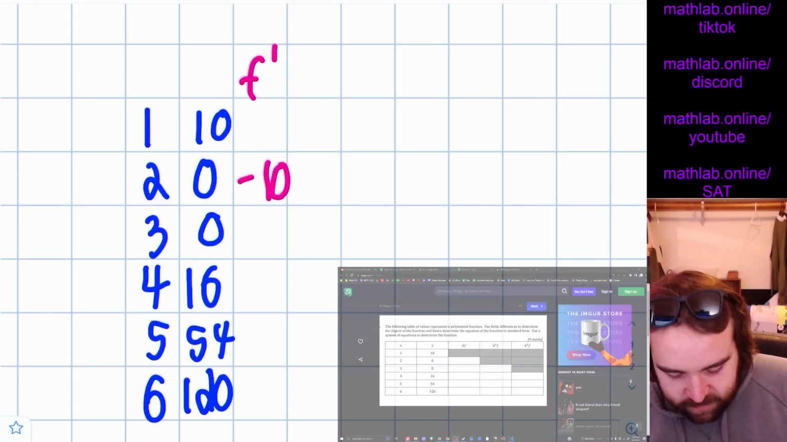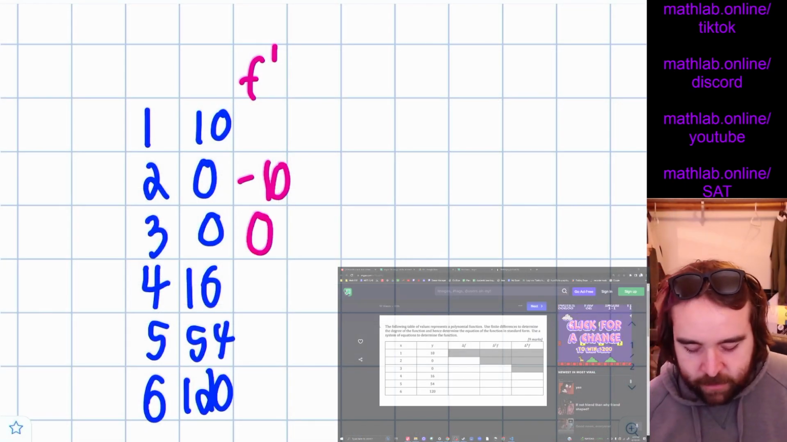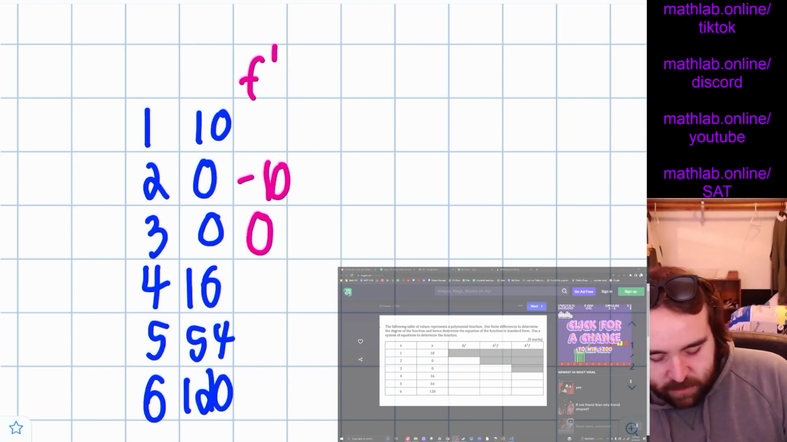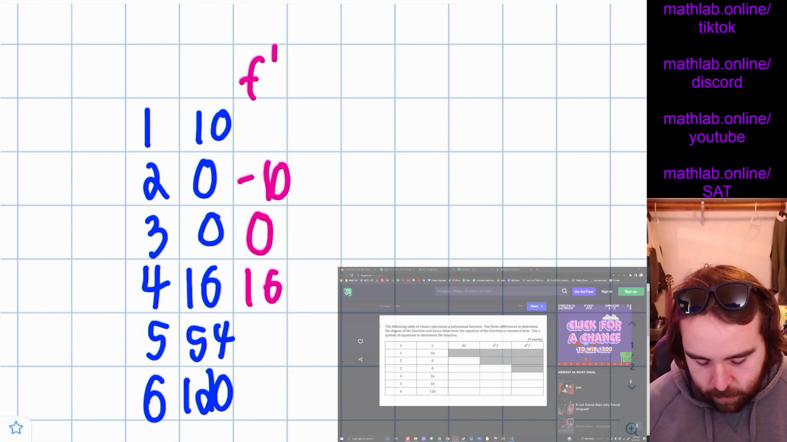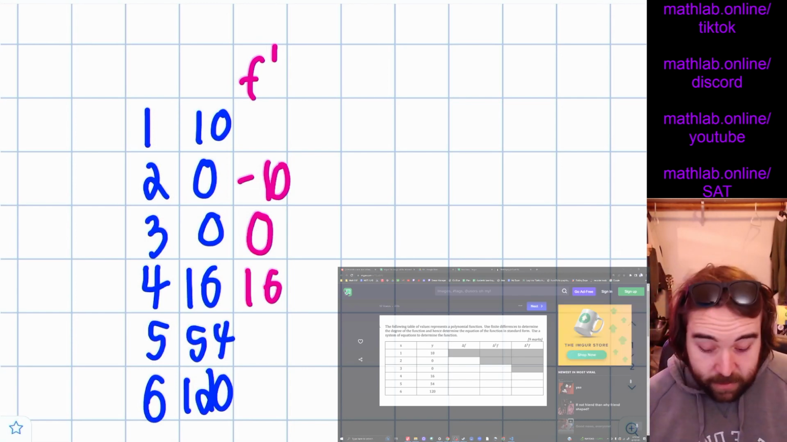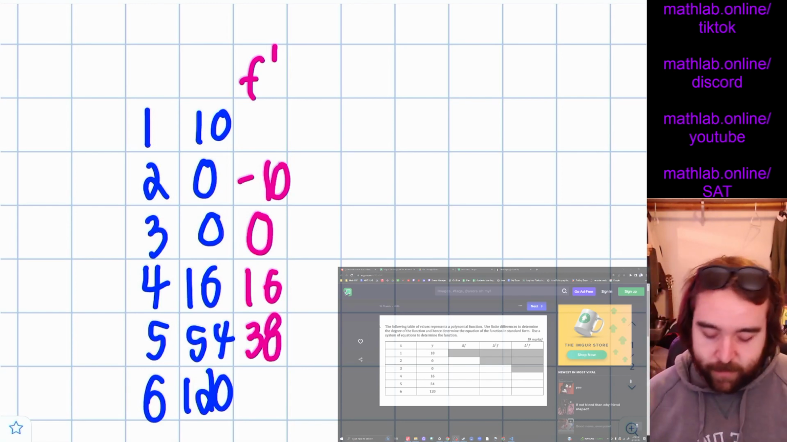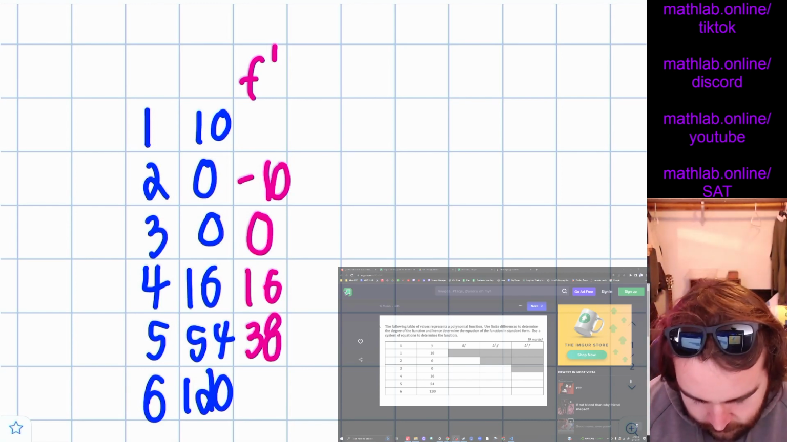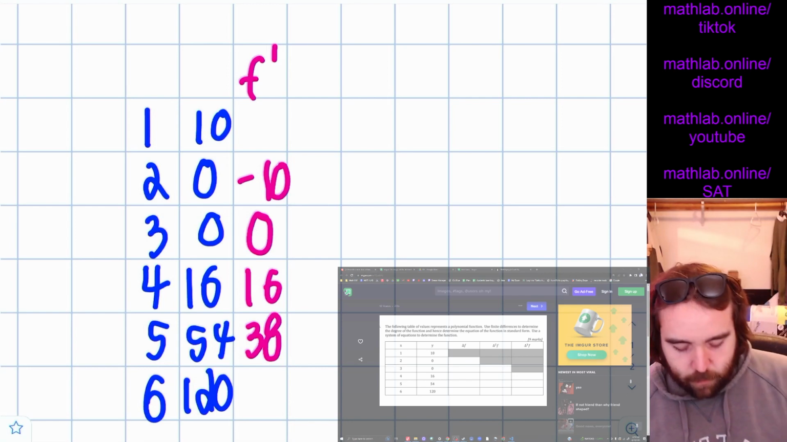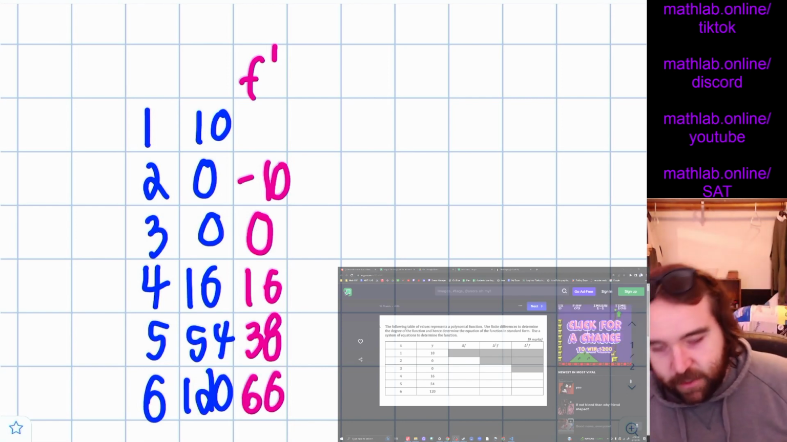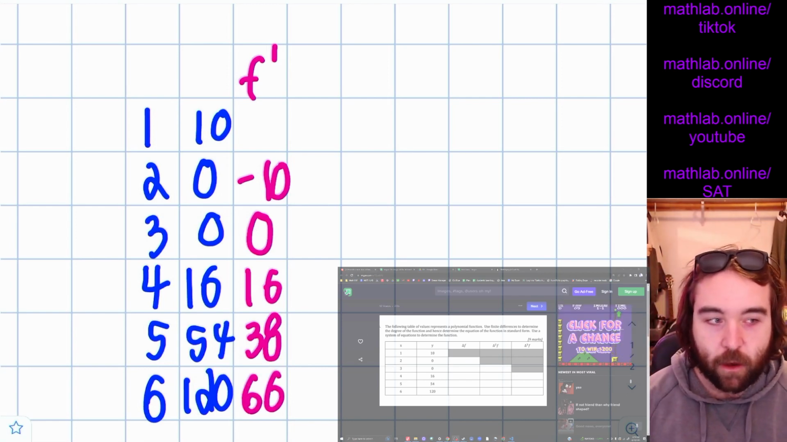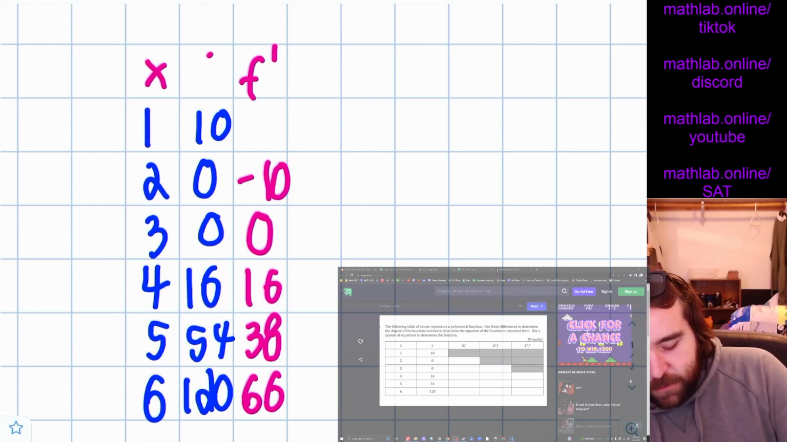So what's the next one? Here the change is 0, right? Because it just stays the same. And let's just do that all the way down real quick. So then it goes up by 16. It goes up by 54 minus 16, 38. And you got to be careful with this. If you mess up the numbers, it's not going to work out. And then 120 minus 54, 66. So see, that's just the slope between all of those points, all of these x and y points.